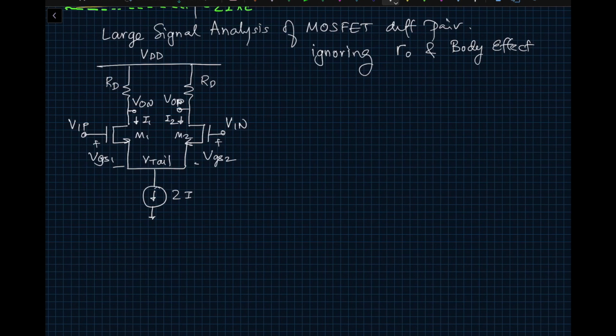For this particular analysis, we are also going to make another approximation, which is Kn. Not an approximation, it just makes our equations a little bit easier. So we call Kn equal to mu n Cox W by L of the transistor. In this case, we are saying that M1 and M2 are both matched and have the same W by L, that's their device size. So let's write all the basic equations.